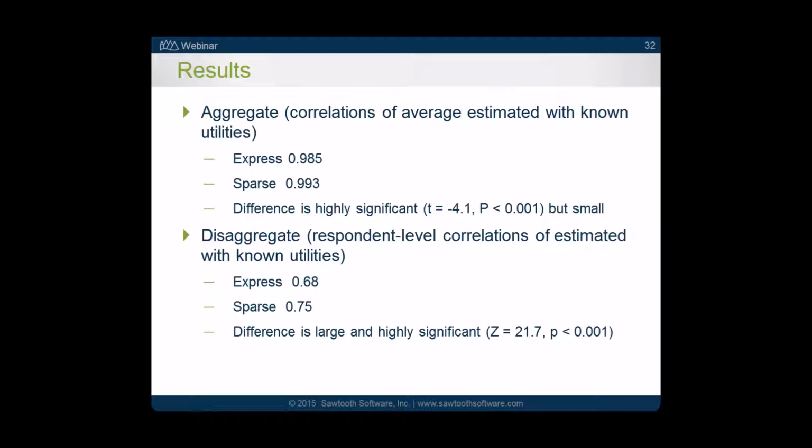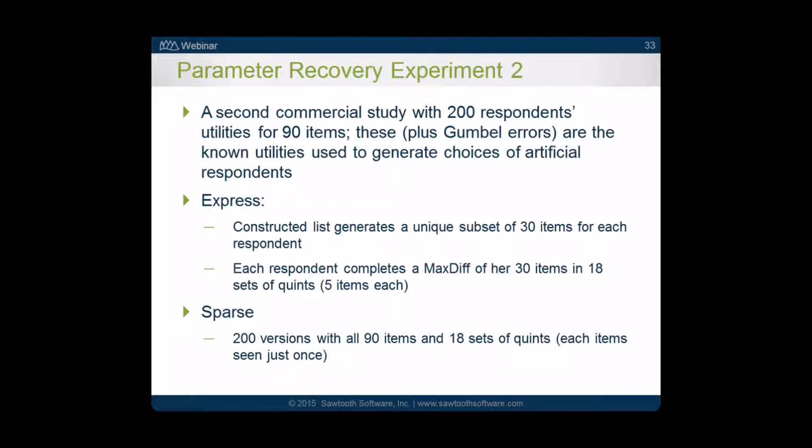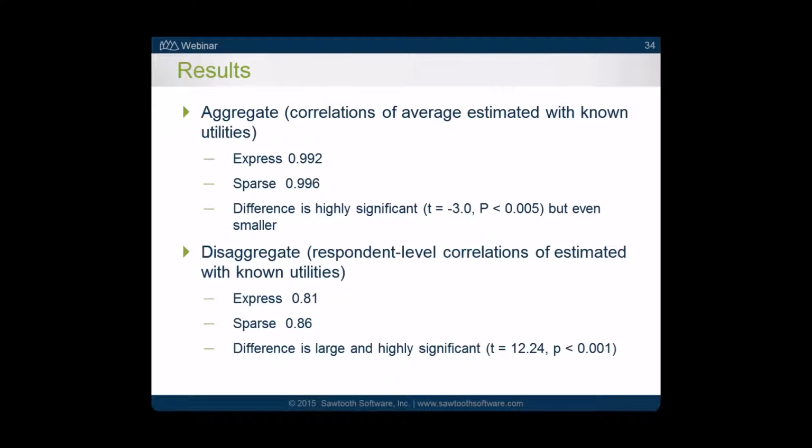So I guess the answer here is that if you're using aggregate level utilities, if you're just using mean utilities and you don't care about the respondent level stuff, if you're not going to be dividing it into a lot of subgroups or doing segmentation, either one of these methods is fine. But if you are going to be dividing it into subgroups or doing segmentation, you're probably better off with Sparse. And we had a second study that basically told us exactly the same thing. Sparse did a little bit better than Express in the aggregate, and very much better at the respondent level.